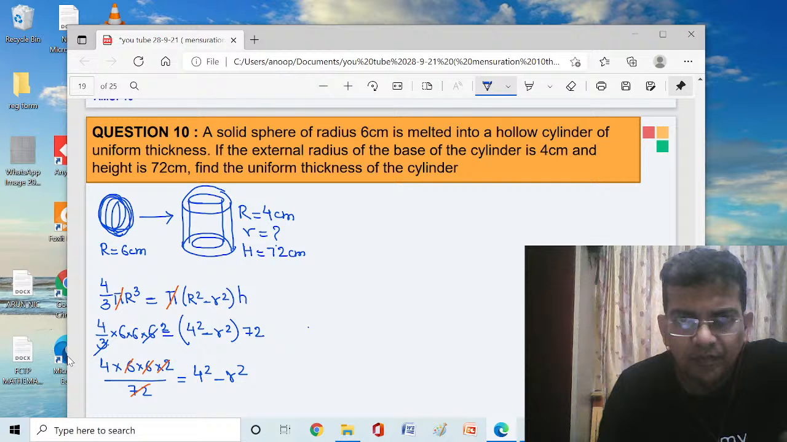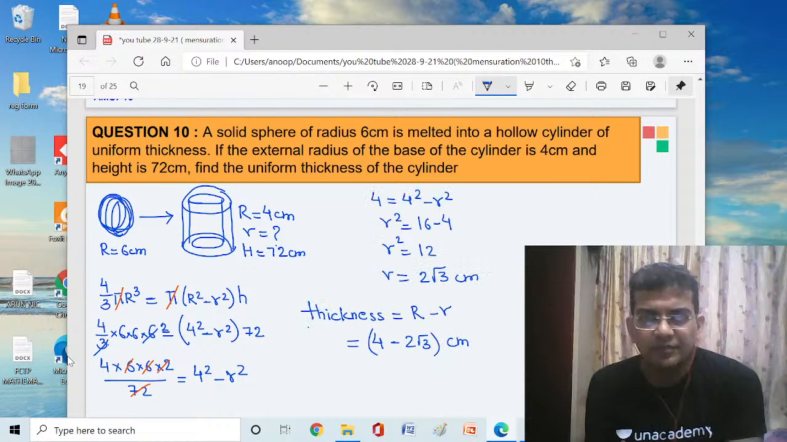That is the radius. That is the inner radius. But the question says find the uniform thickness. The formula for thickness: thickness is capital R minus small r. Capital R is 4 and small r is 2 root 3. So this will be the thickness. Now if you want, you can convert it into decimal, otherwise leave your answer like this. Just see if you have any confusion in this.